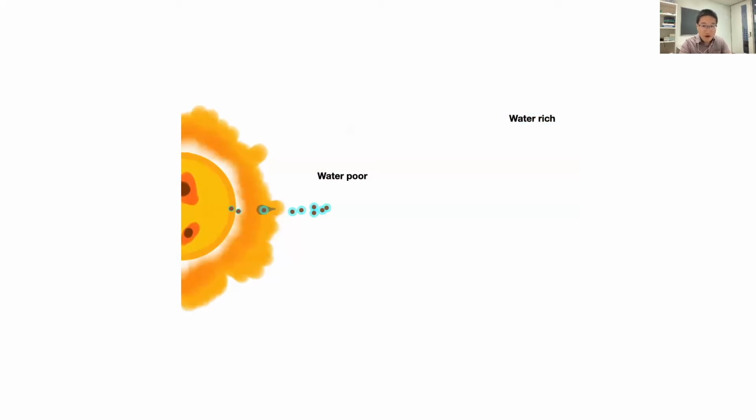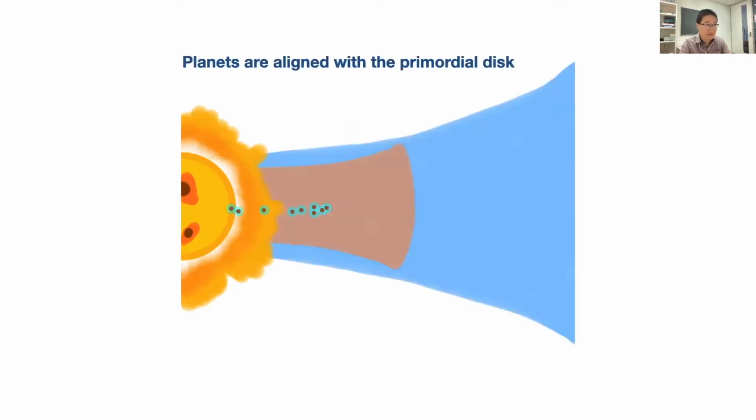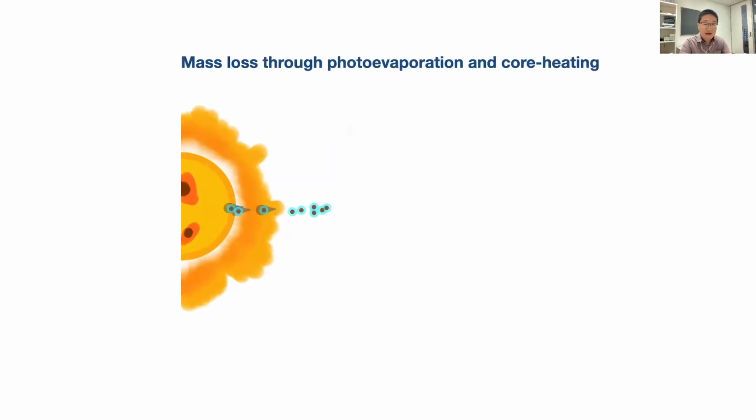There are a couple of outcomes of the model that we're presenting here. One is that if we were to observe these planets at an early age, they should all be very well aligned with the protoplanetary disk that they were formed from. The other is that we should be observing mass loss through evaporation or through core heating over time. And so the planets that we're observing should have different densities to the planets that we're finding around mature age stars, and we should be seeing escaping atmospheres for some of these young planets.